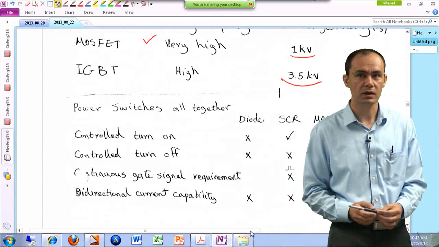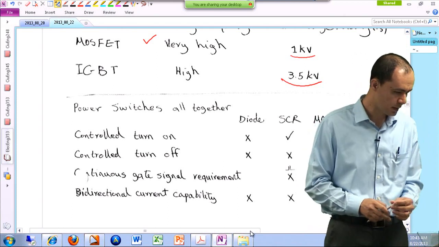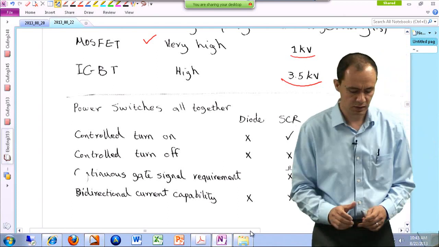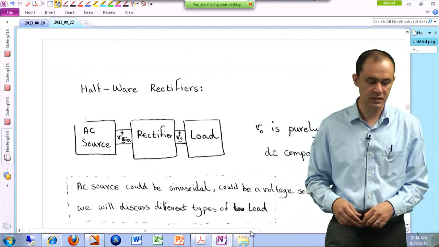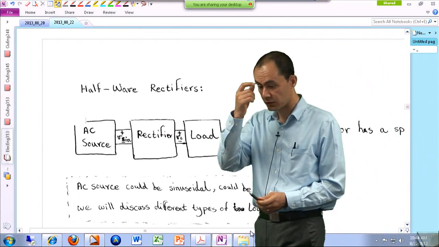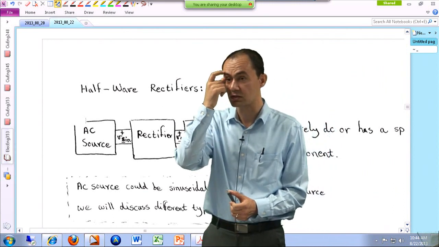Okay, so to summarize, I guess we're out of time. I'm just going to go through the summary next time, and then we are going to start the core of this class, the first category of converters, which are AC to DC rectifiers, next time.